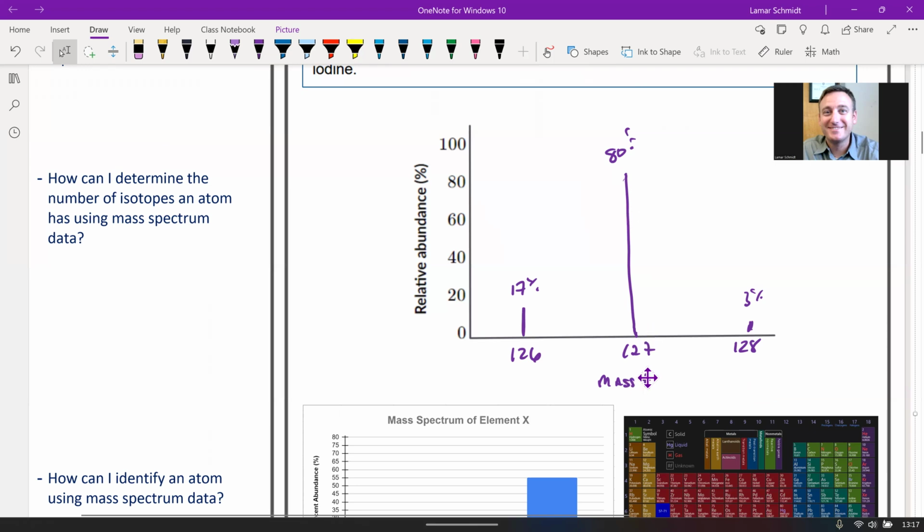But this is not a normal average. It's a weighted average. Now, if you look at this part of this graph, you can think of this being like a seesaw, right? Now, which way would this seesaw tip? Let's see if I can draw something like we have a seesaw. Which way is it going to tip? It's going to tip towards 126 because that side is a little bit heavier. They're 17%. So what you know is the average atomic mass is less than 127. Do you see that?